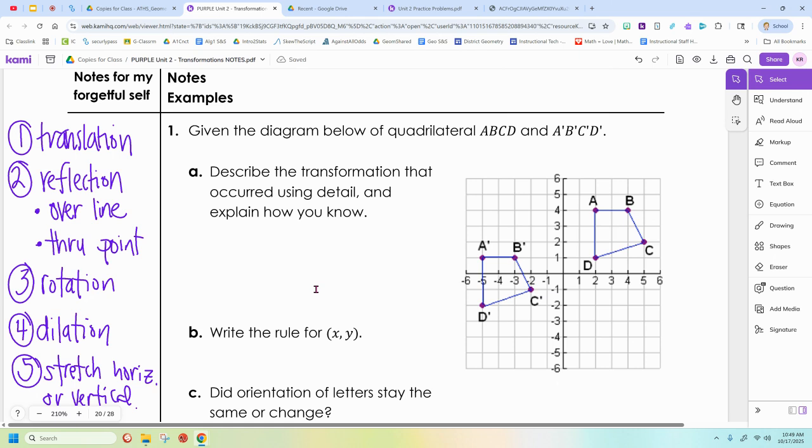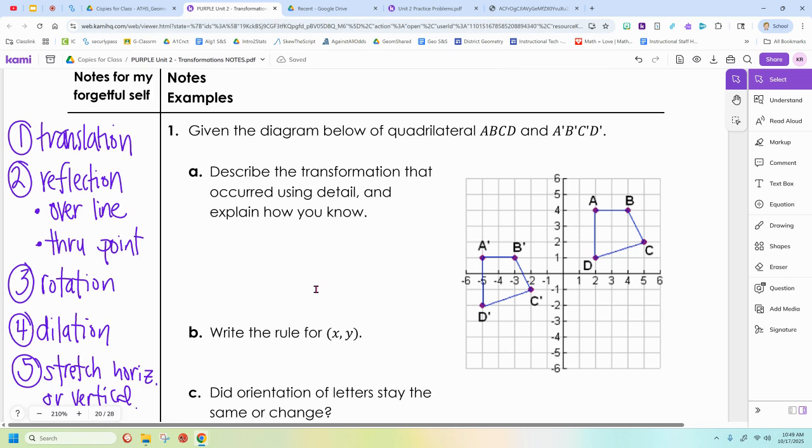Are we ready to share any answers? Just even to get started? It's hard to explain this. Okay. Josie, what do you got so far? Translation. I agree. Does everybody agree that it's translation? Yeah. Okay, now what details do we need to say? Left 7 and down 3. That's what we need.